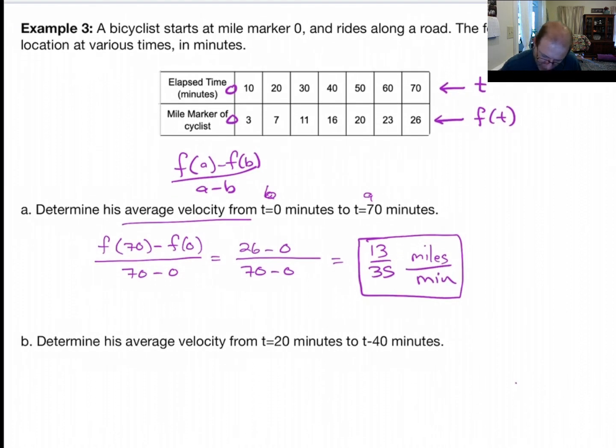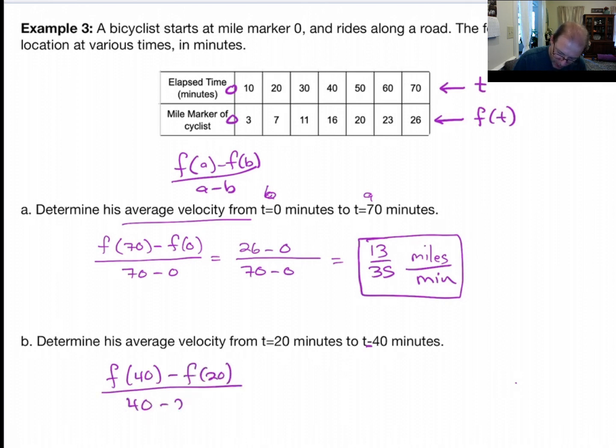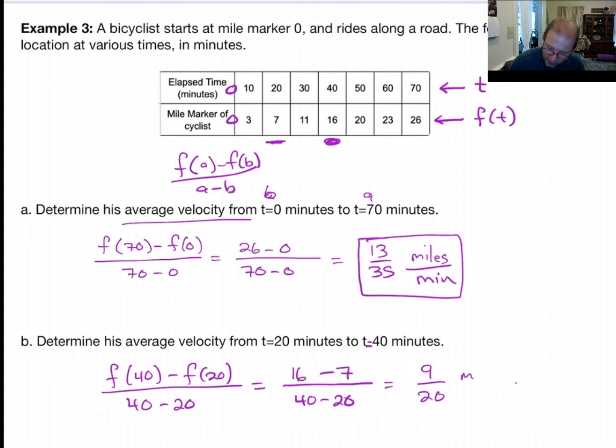All right, now to determine his velocity from t equals 20 to t equals 40, we just do f of 40 minus f of 20 over 40 minus 20. And let's see, 40 minus 20 is on the bottom. F of 40 minus f of 20, we just have to come up here to the table and find it. F of 20 is 7. F of 40 is 16. So 16 minus 7 is 9 over 20. So 9 over 20 miles per minute.